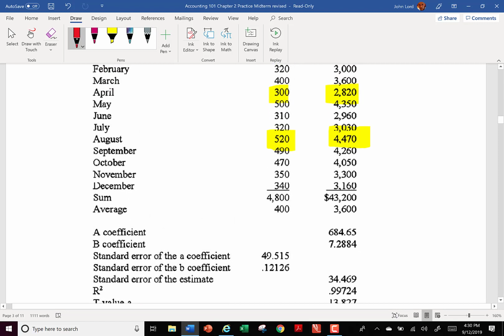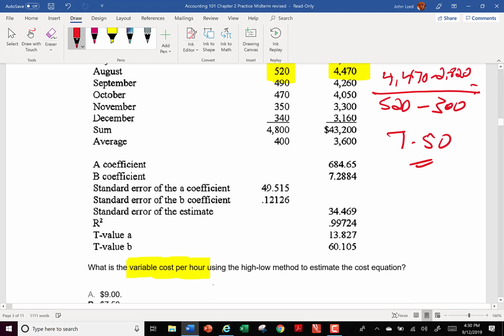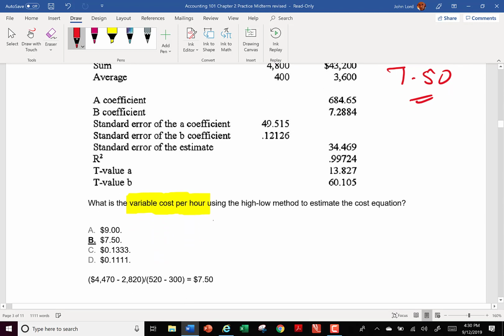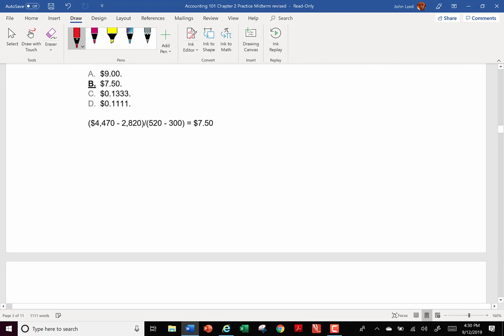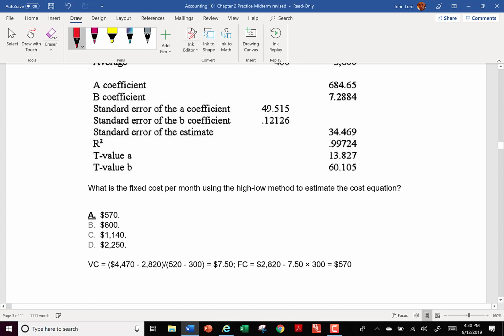So it can be 1,470 minus 2,820. Good, and that's going to be divided by 520 minus 300. Okay, and when we do that, we should get the answer here, which is what, 750? Okay, good. That's my variable cost per unit, right? Now they continue on, and I think they give us the same information, but now they want to know the fixed cost.